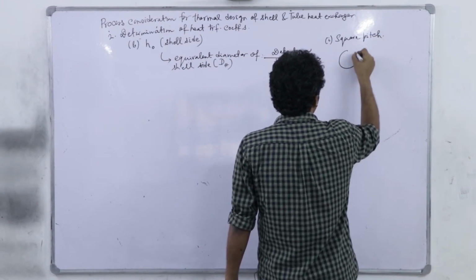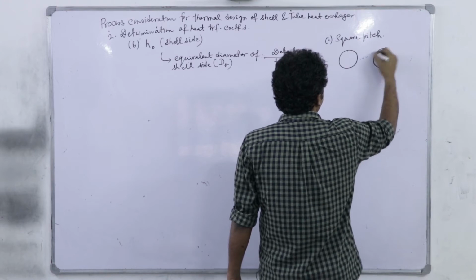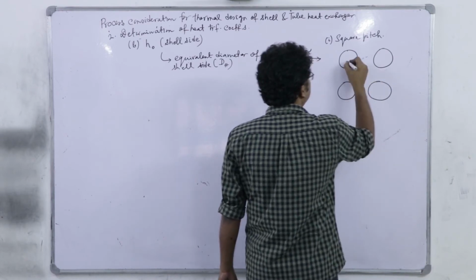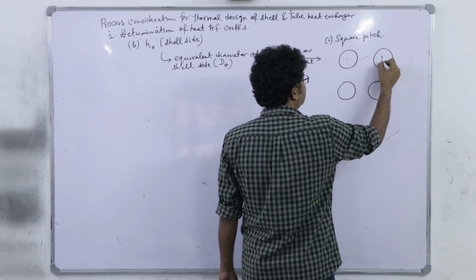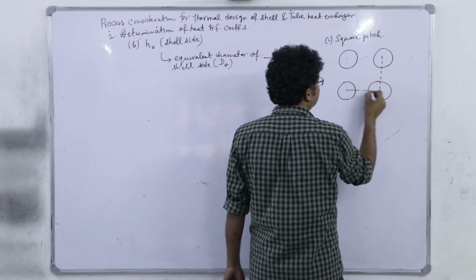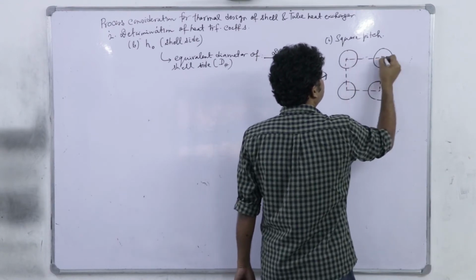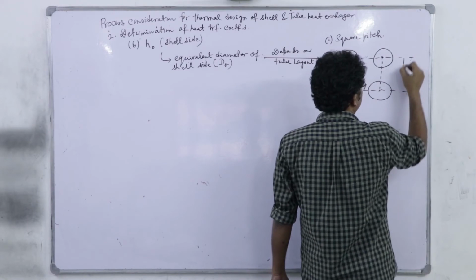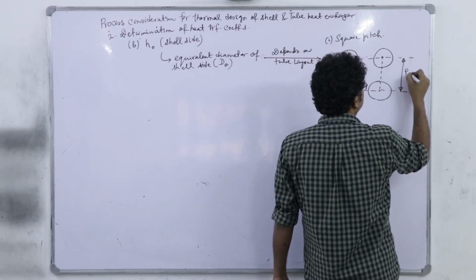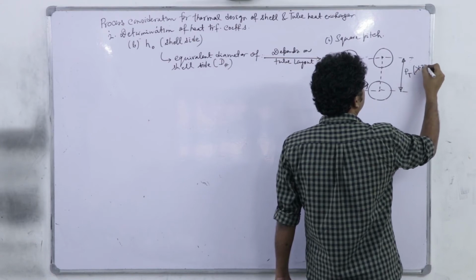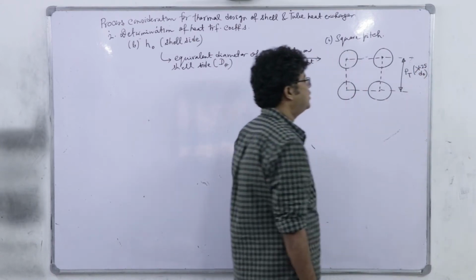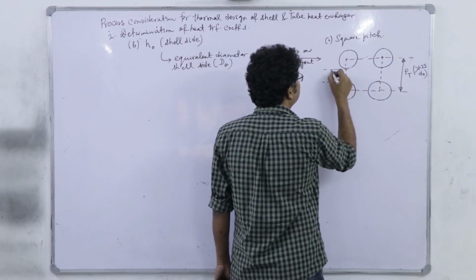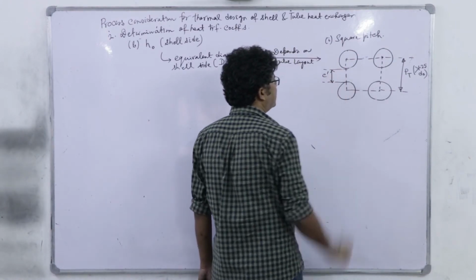So, for square pitch, as I mentioned, these tubes are arranged in square units. If I connect the centers by imaginary lines, we will get a square, and tube to tube center distance is the pitch, PT, and that should be greater than 1.25 times the outer diameter of the tubes at least, and the gap between two successive tubes is called the clearance, C prime.